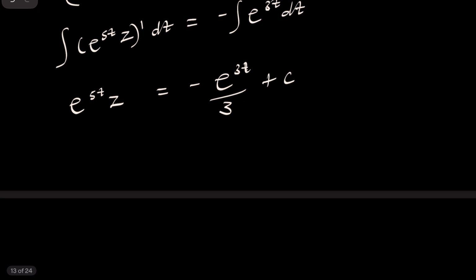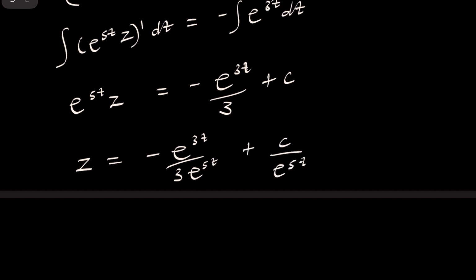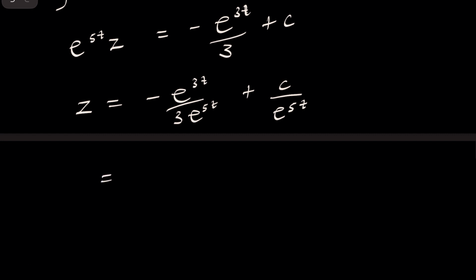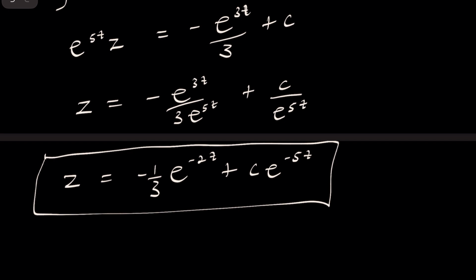So now let's find z. So we divide through by e to the 5t. So that will give us z is equal to minus e to the 3t over 3, then e to the 5t, plus c over e to the 5t. So this will be equal to minus 1 over 3 e to the minus 2t plus c e to the minus 5t. And so this is our solution z of t.